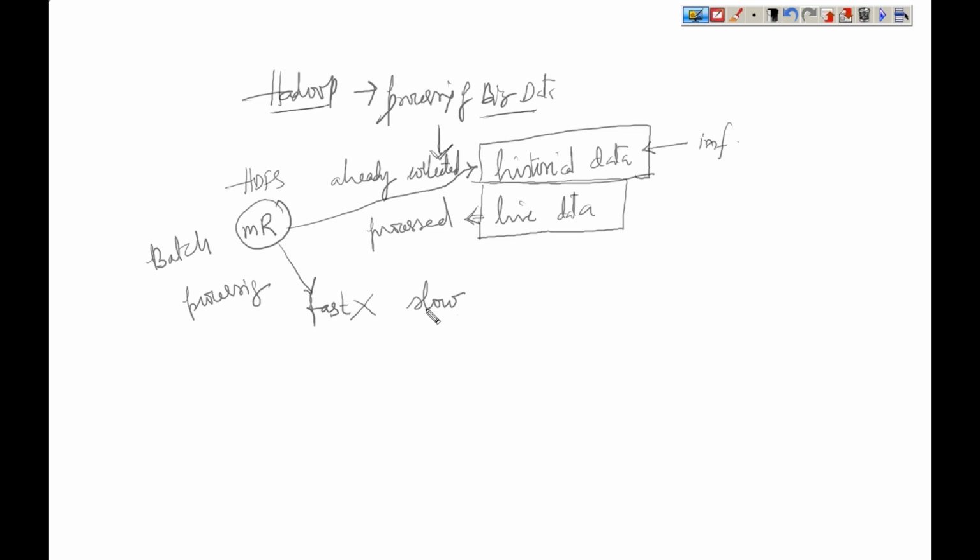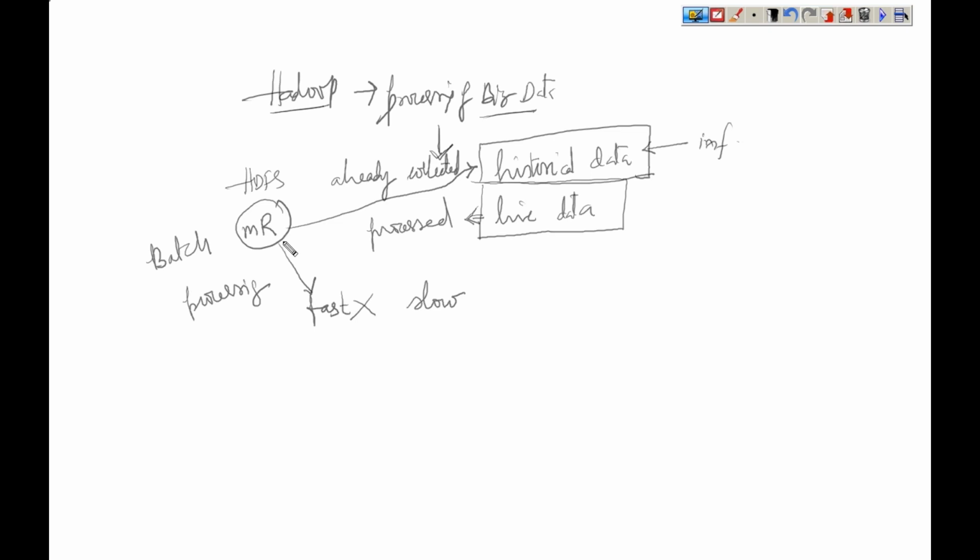Once the application starts executing and processing, it will become fast. But to start the application, to start the processing itself, it will take some time, some minutes. So MapReduce is very good at processing historical data, that is called batch processing, but it is not good at processing live data. Then what is the solution?